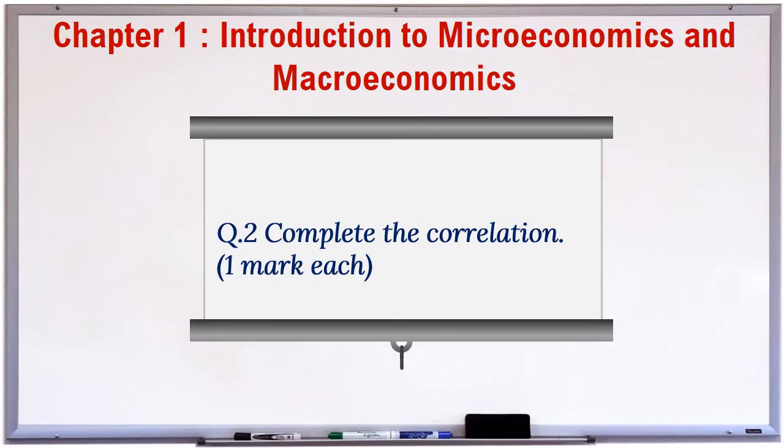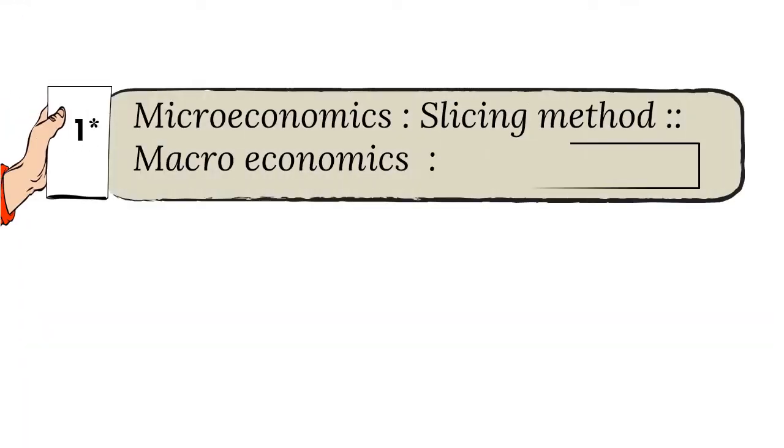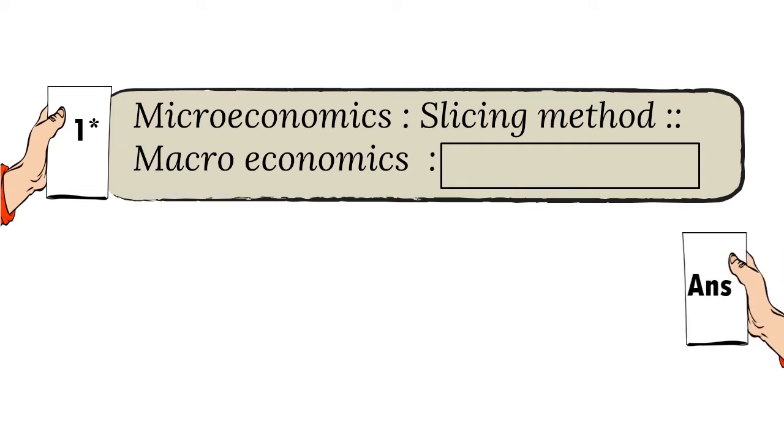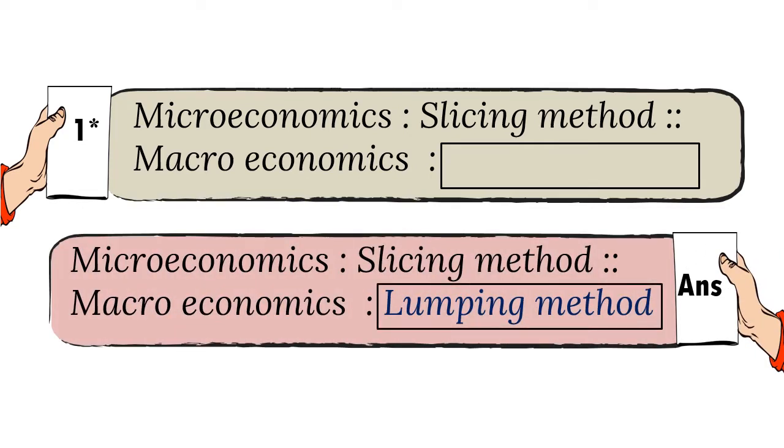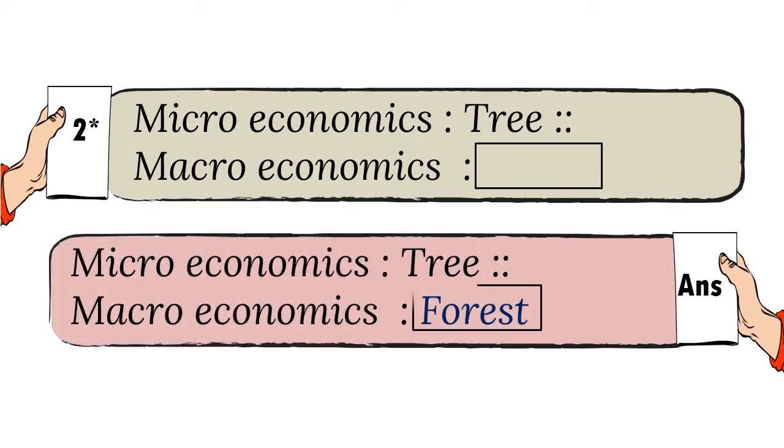Question 2. Complete the correlation. 1 mark each. 1. Microeconomics, slicing method, macroeconomics, dash. And the answer is lumping method. 2. Microeconomics, tree, macroeconomics, dash. And the answer is forest.